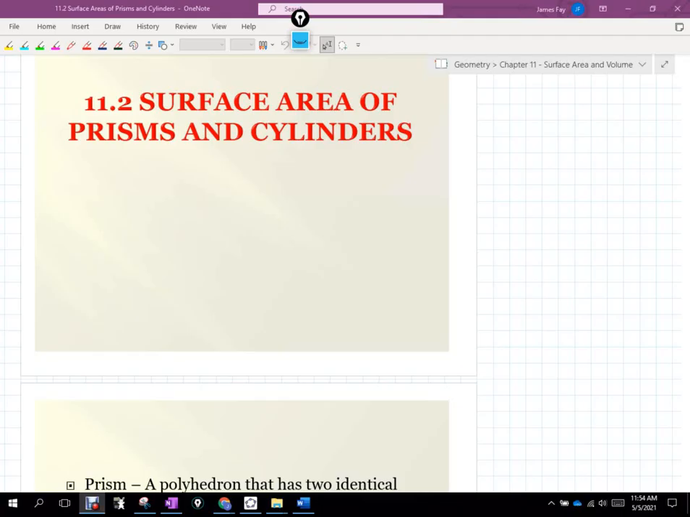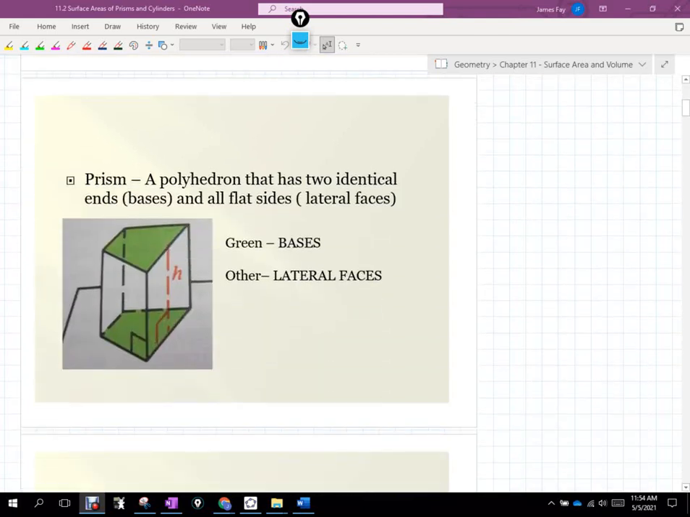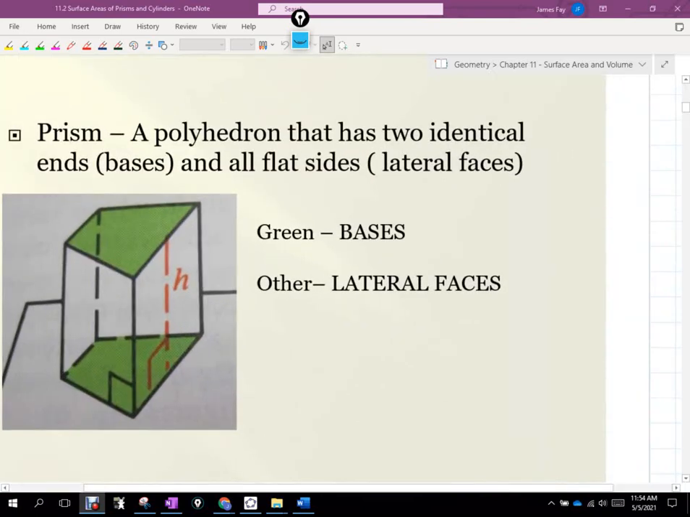All right, so 11.2. Talk about surface areas. Prisms today. We'll do prisms today, cylinders tomorrow. Identify what a prism is. A prism is a polyhedron. Remember, a polyhedron is simply a three-dimensional shape in which all the surfaces are polygons. Okay, so a prism is one of those.